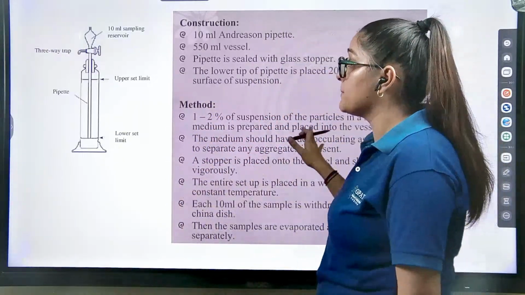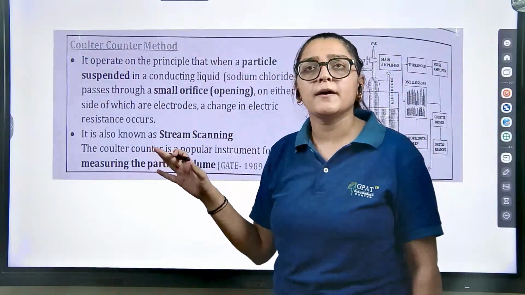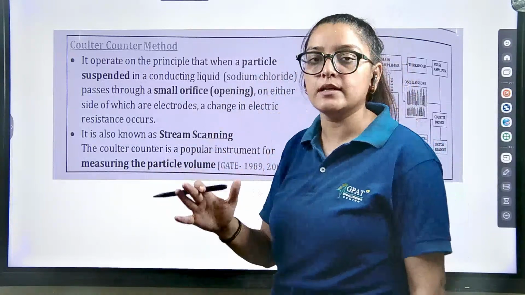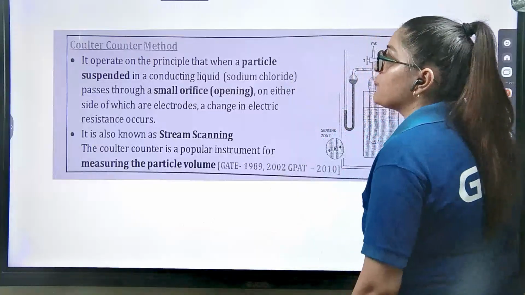You must complete this, I think, in your B.Pharm labs. You will see it in the final year or maybe in third year. Okay. Then we have the Coulter counter method.